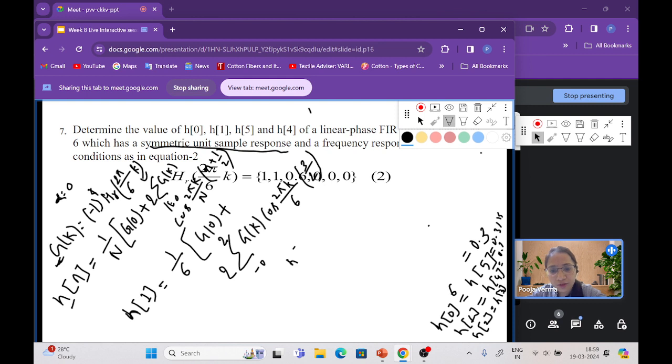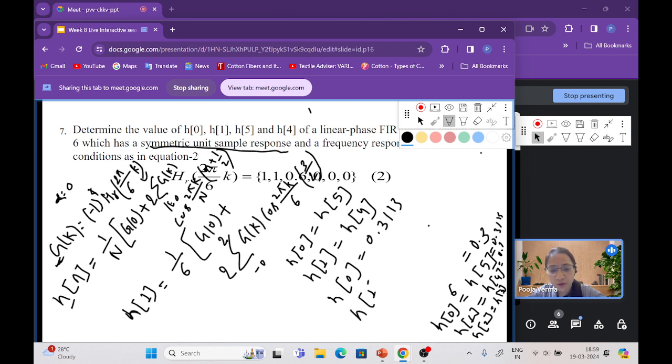Okay, so h of 0 must be equal to h of 5 and h of 1 is equal to h of 4 for a symmetric unit sample response. H of 0 we got 0.3113 and h of 1 we got 0.3, that is equal to h of 5 and it is equal to h of 4. Okay, so from here you can solve this question like this. Have you got how to solve this question? Okay, moving to the next question then.